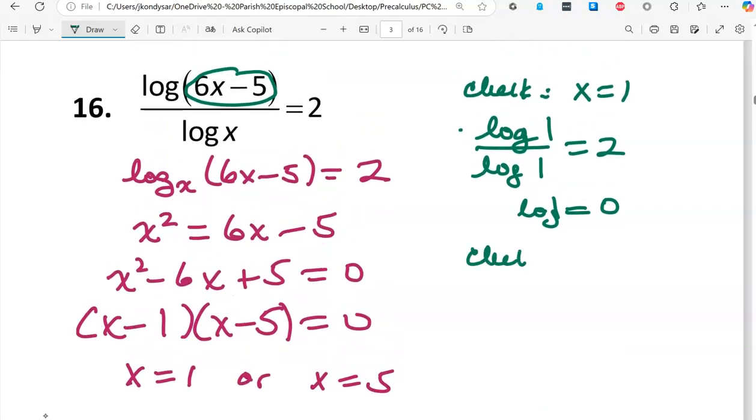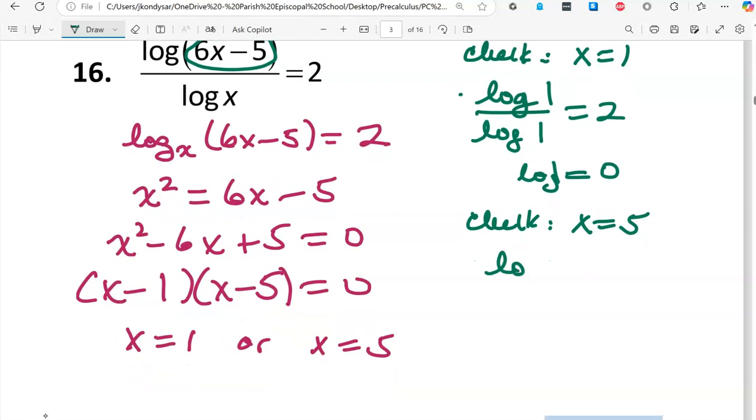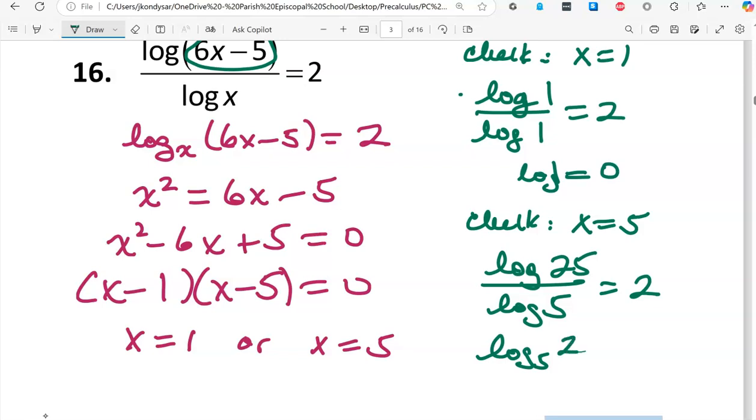Let's check our other solution of x equals 5. If we check x equals 5, we're going to get 6 times 5 minus 5 upstairs. That's going to be 30 minus 5 or 25. Log of 25 divided by log of 5 is equal to 2. And that one checks because change of base would say that the left side is actually log base 5 of 25, and that does equal 2 to check. So we only have one valid solution. That's a little tricky extraneous solution there.